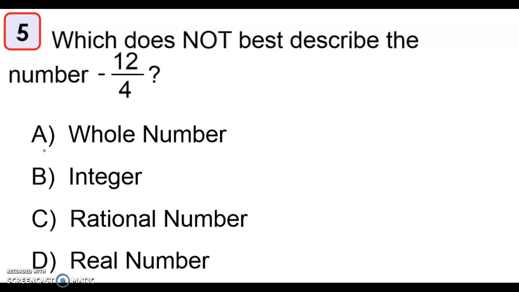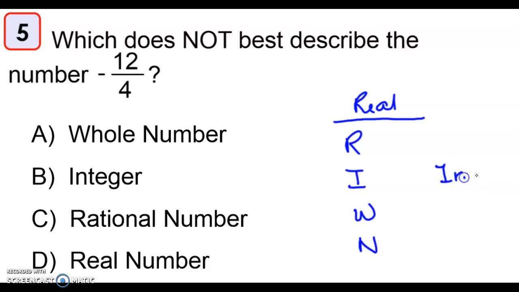Number 5. Which does not best describe the number negative 12 divided by 4? All right. So the one thing that I have to remember here, we kind of already touched upon this in question number 1, but we have to remember what our Venn diagram looks like for the real number system. We always start with natural numbers. Every natural number is a whole number. Every whole number is an integer. Every integer is rational. All of these numbers are always real. And then we always have irrational numbers out here. Those are our crazy numbers that we put together.